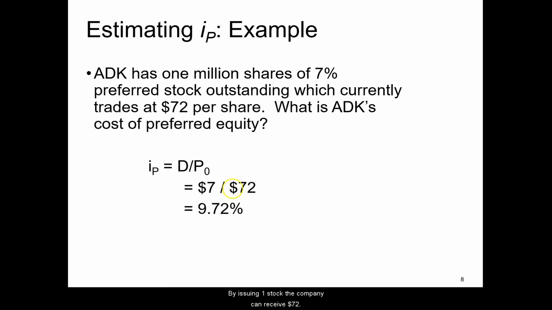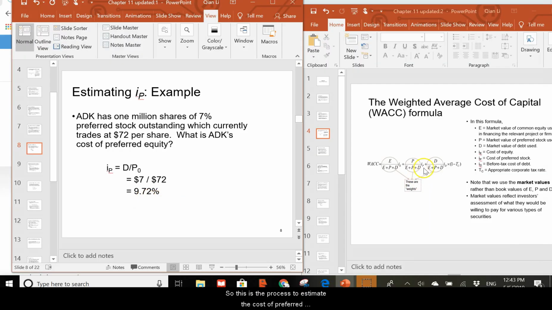By issuing one stock, the company can receive $72, and as a cost, they will have to pay preferred stockholders $7 per share as dividend in the future every year. So in that sense, the cost for the company is about 9.72% every year. So this is the process to estimate the cost of preferred stock, the little I_P here in this equation.